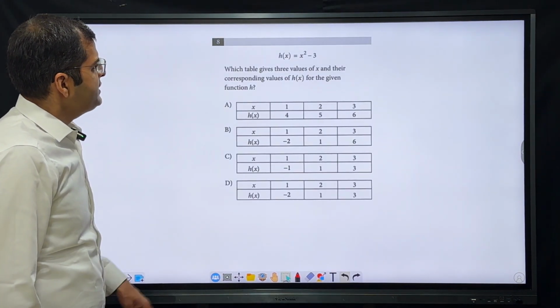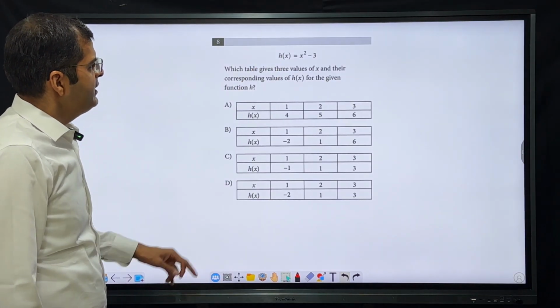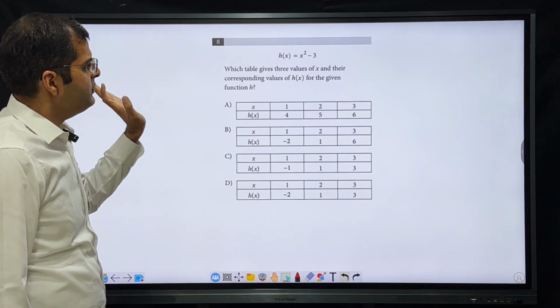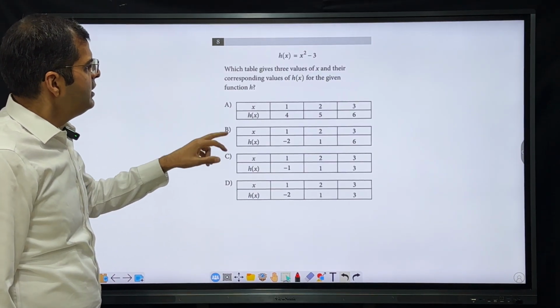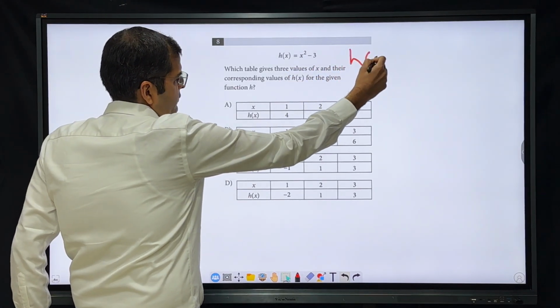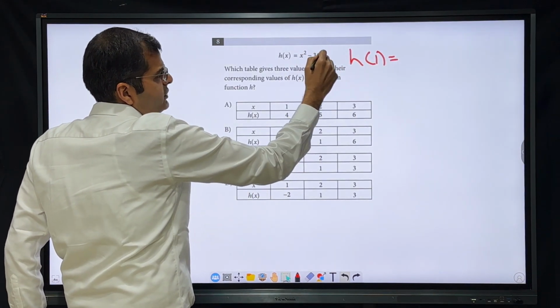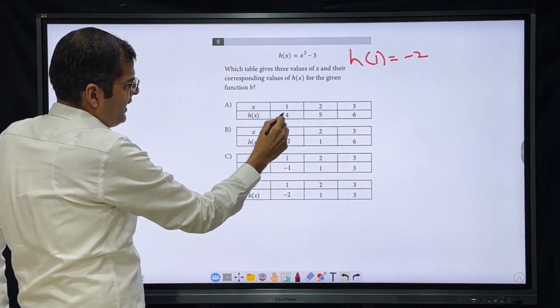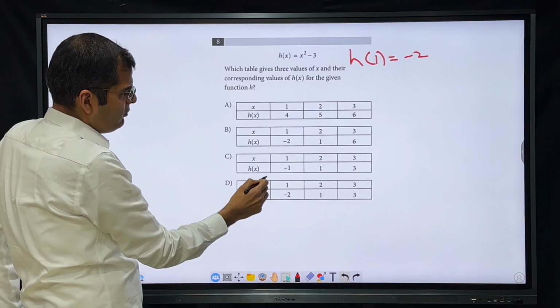Now this question says h of x is x square minus 3. Which table gives 3 values of x and their corresponding value of h of x for the given function h? So when x is 1, h of x will be what? If x is 1, h of 1 will be 1 square minus 3. That is 1 minus 3, which is minus 2. So when x is 1, h of x has to be minus 2.